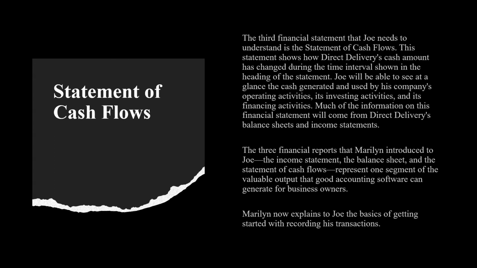Much of the information on this financial statement will come from Direct Delivery's balance sheets and income statements. The three financial reports that Marilyn introduced to Joe, the income statement, the balance sheet, and the statement of cash flows, represent one segment of the valuable output that good accounting software can generate for business owners. Marilyn now explains to Joe the basics of getting started with recording his transactions.